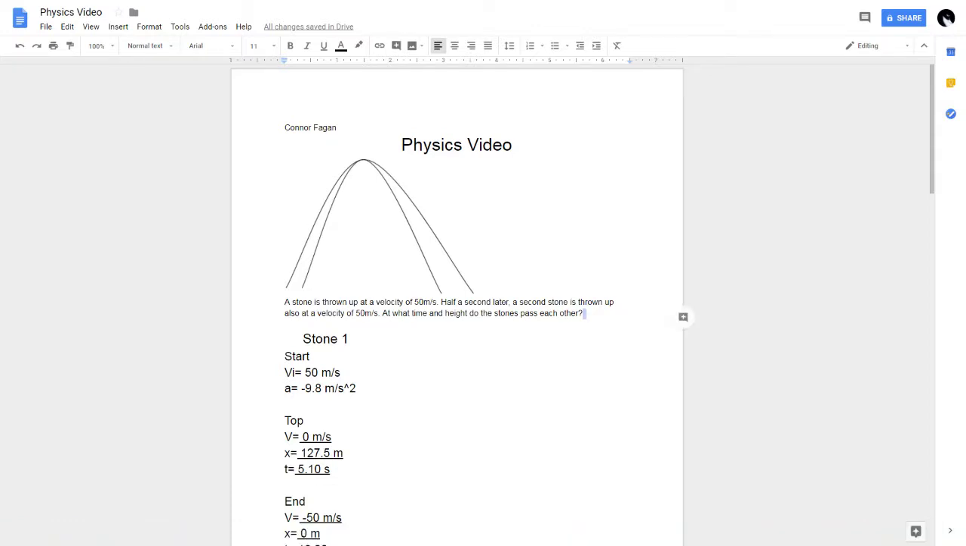A stone is thrown up at a velocity of 50 meters per second. Half a second later, a second stone is thrown up also at a velocity of 50 meters per second. At what time and height do the stones pass each other?